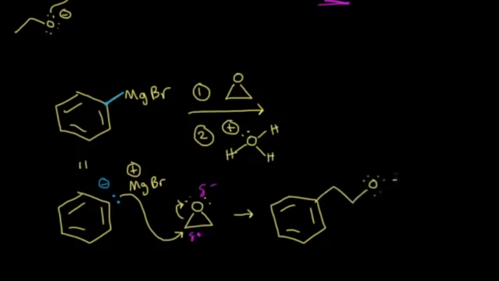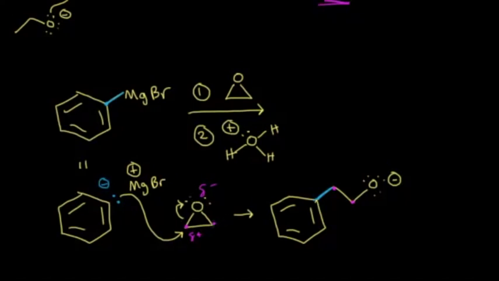Let me go ahead and highlight the electrons in blue. The electrons in blue formed a new bond, a carbon-carbon bond right here, which is why organometallics are so useful. You can form these carbon-carbon bonds. And then I can see that the two carbons over here on the right, this carbon and this carbon, are the ones that came from my ethylene oxide.